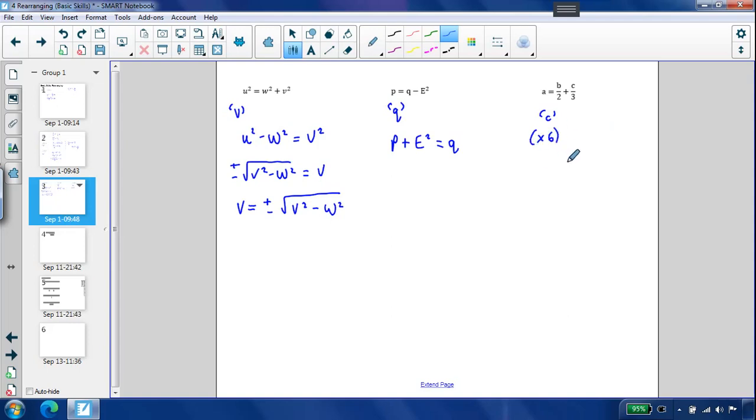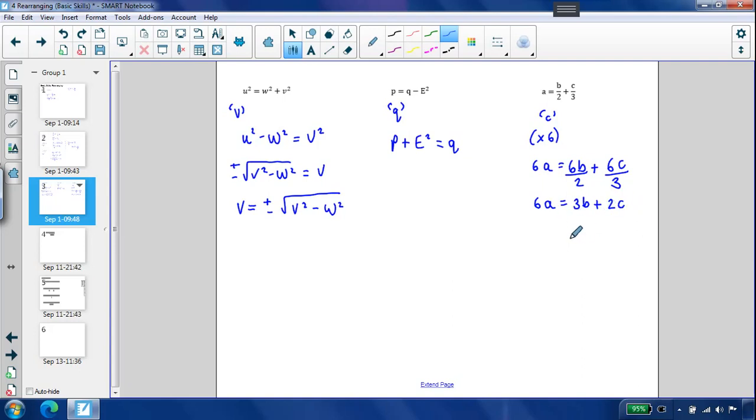So this is a method I'm going to go for. I'm going to multiply everything in this equation by 6. If you're using a different method, we should just get to the same answer at the end. So I'll have 6a is equal to 6b over 2, add 6c over 3. Now I can simplify here, so I get rid of the denominators. 6 divided by 2 is 3, so I'll have 3b, and 6 divided by 3 is 2, so I'll have 2c.